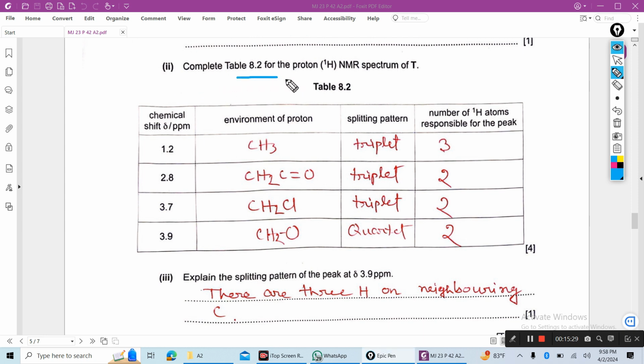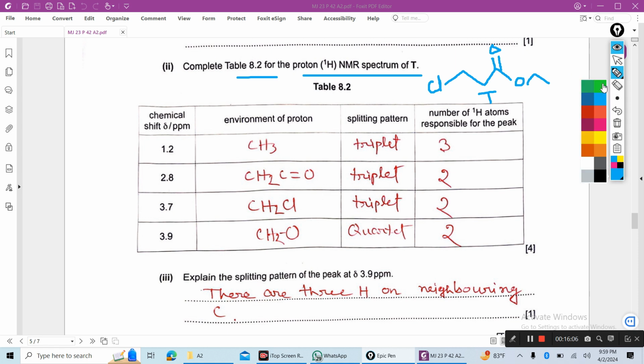Then complete Table 8.2 for the proton NMR spectrum of T. You see the T compound is this, this is T. This is an ester and also has a chlorine atom. So this is compound T.